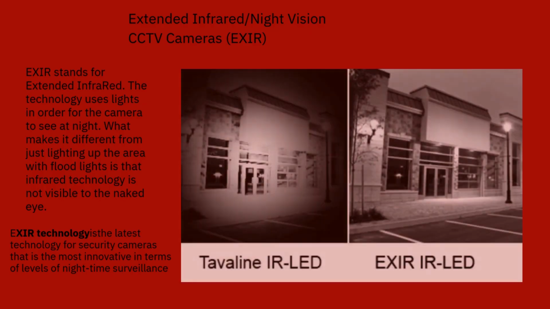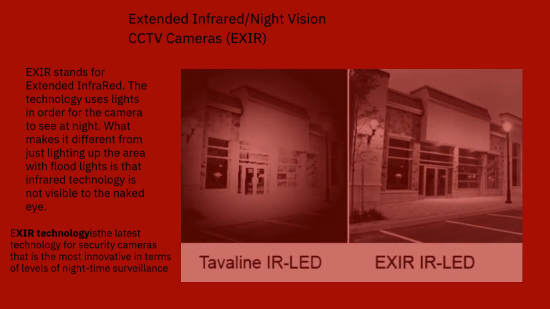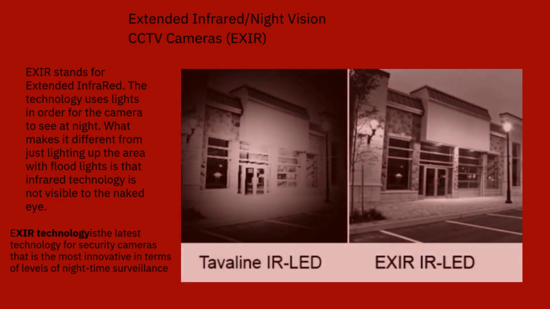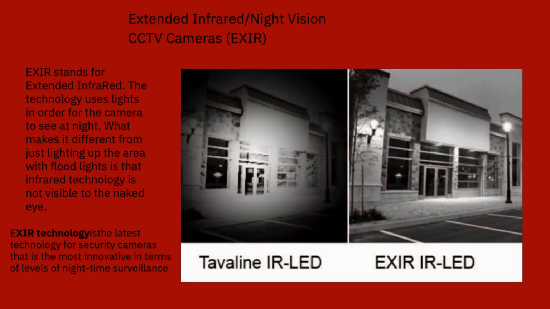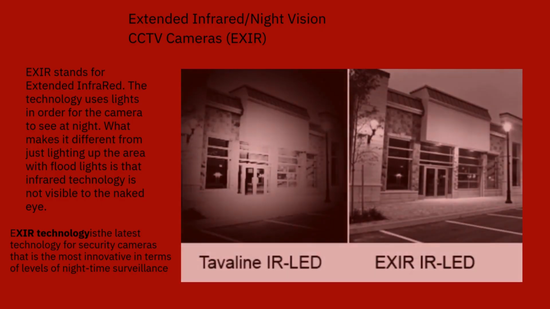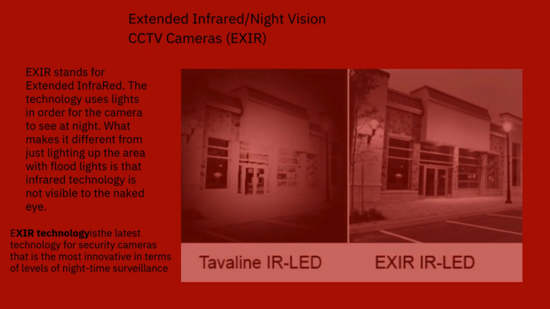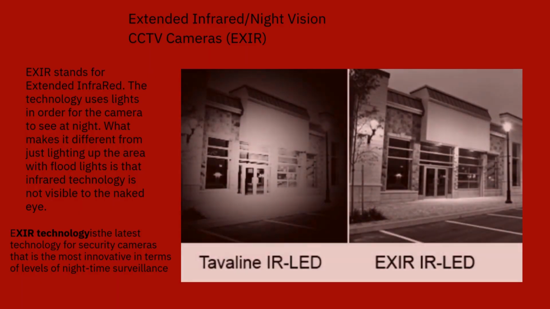Then we have the infrared. These are what allow the camera to see at night. They use infrared technology to see at night, and the technology is really moving very fast. Before, we usually had infrared. Infrared are those small dotted lights you see around the camera at night that show red. Those are the old school version of infrared light.